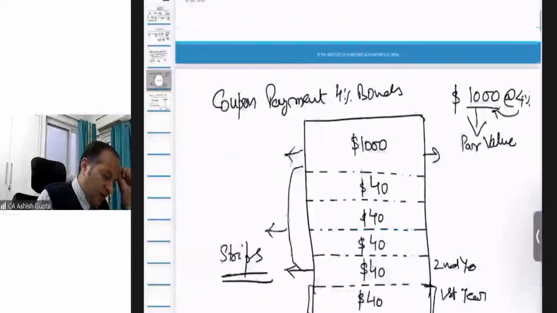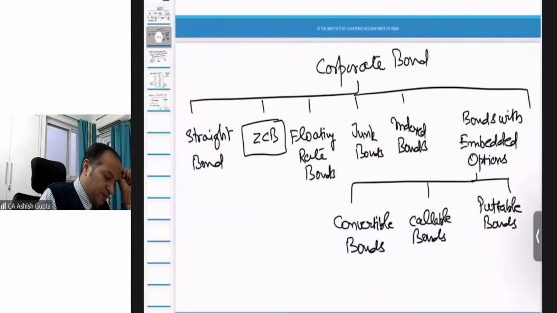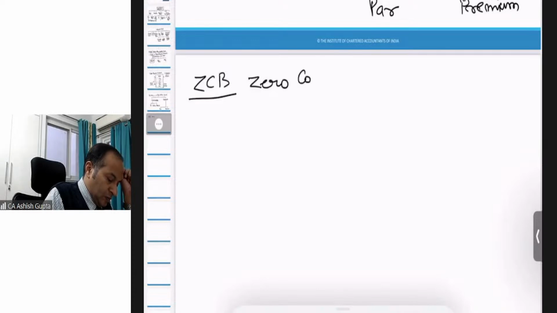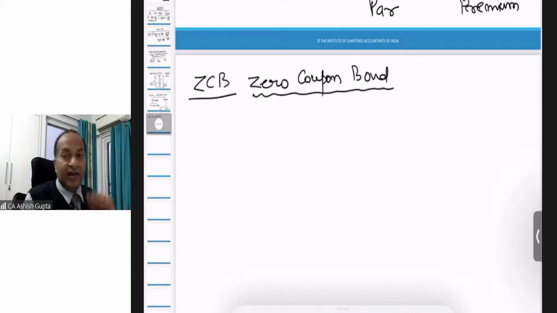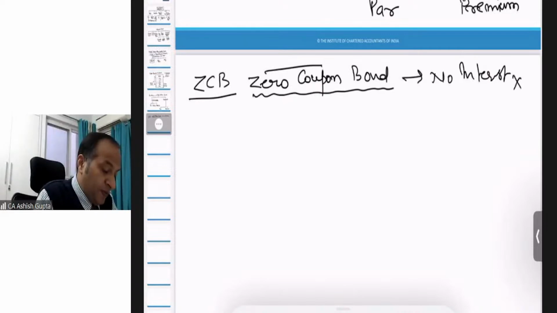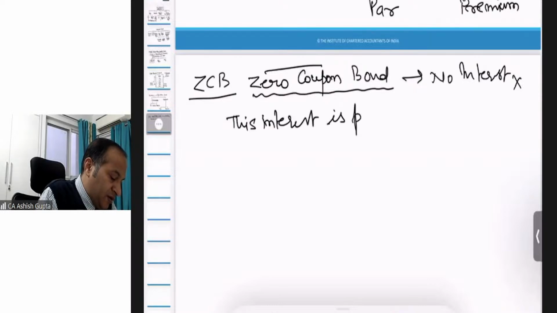Now I am coming to another category, zero coupon bond. Okay, student, this is a very interesting category of bond. Now, as the name indicates, zero coupon means no interest, but it is not true. It pays interest. However, this interest is paid cumulatively.